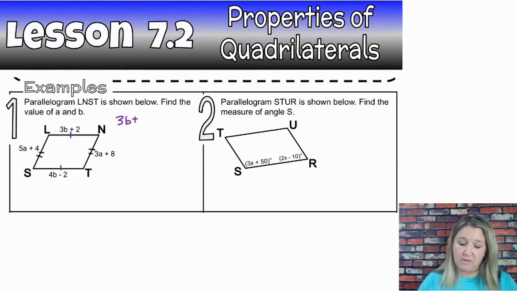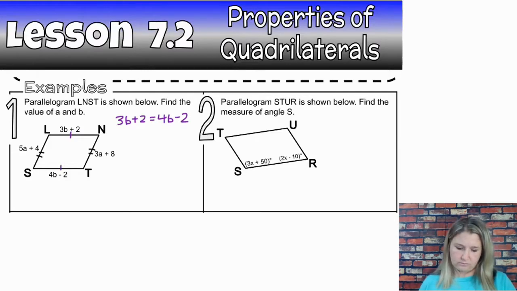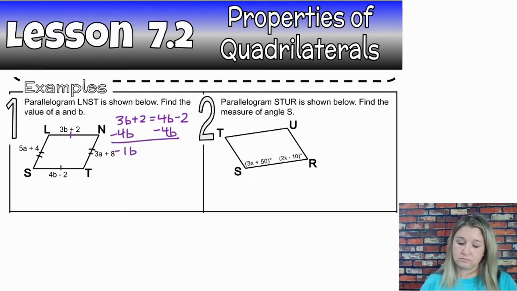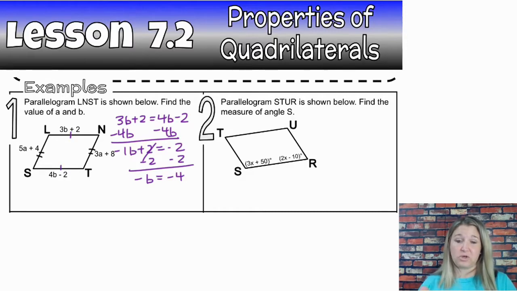So I know that 3b plus 2 is going to be equal to 4b minus 2. Therefore, I'm going to move my 4b over, and then I will subtract 2 from each side. So I end up with negative b is equal to negative 4. Then I'll divide by negative 1 because I need to find out what just b is, not what negative b is. So b is going to be equal to 4.